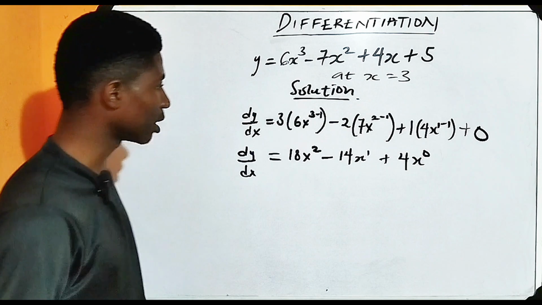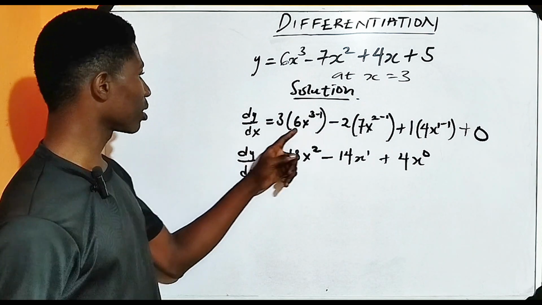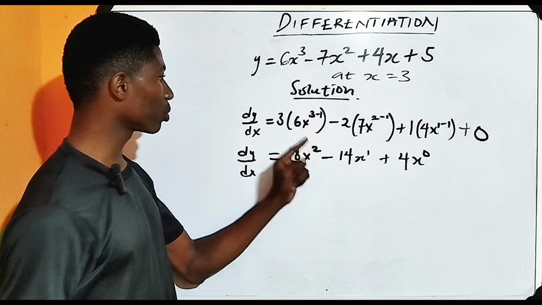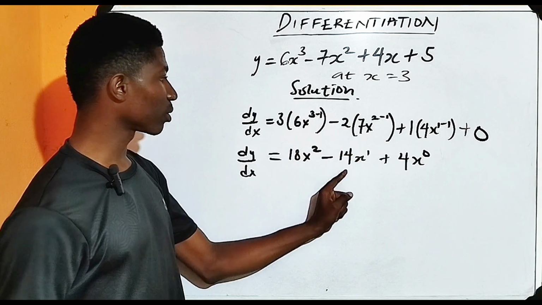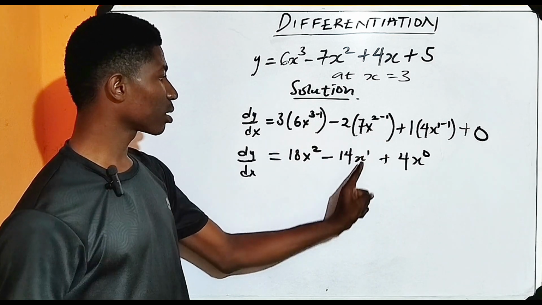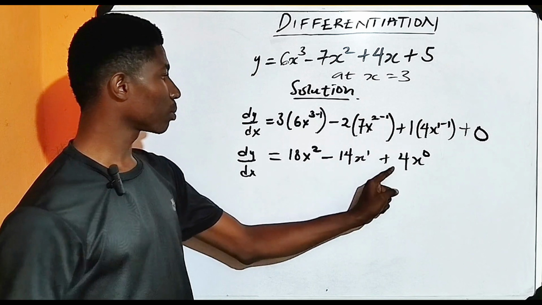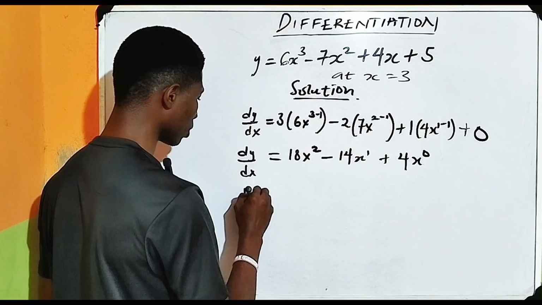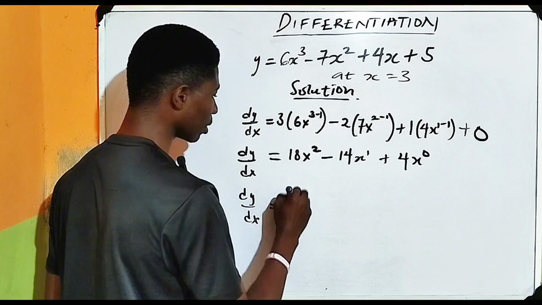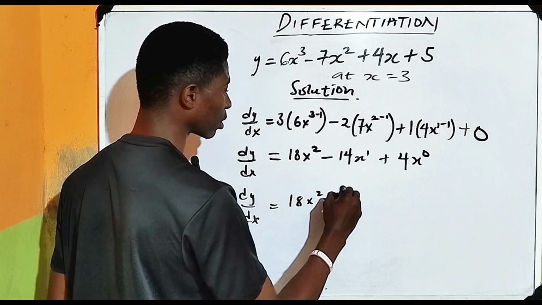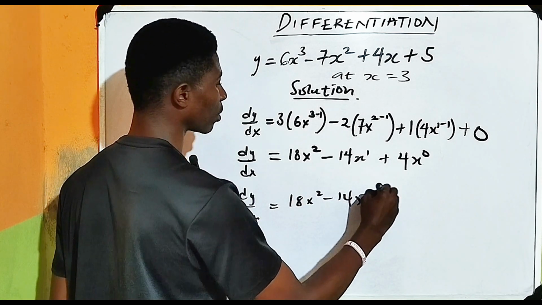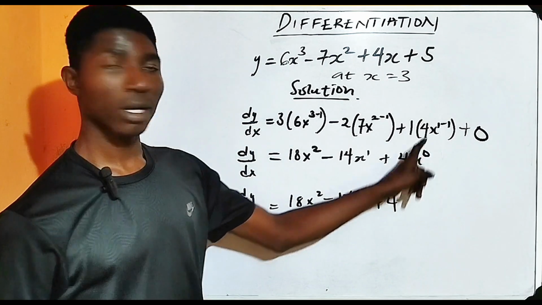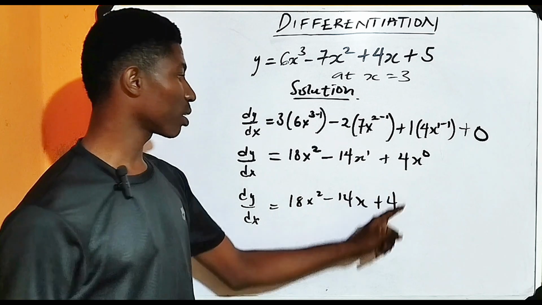Hope it's clear. I just simplify. 3 times 6 is 18. Now we focus on the x. 3 minus 1 is 2. Minus 2 times 7 is 14. Now we focus on the x. 2 minus 1 is 1. Plus 4. So I can further write this as dy over dx is equal to 18x squared minus 14x plus 4. Alright? As I said, x power 0 is equal to 1. So 4 times 1 is 4.